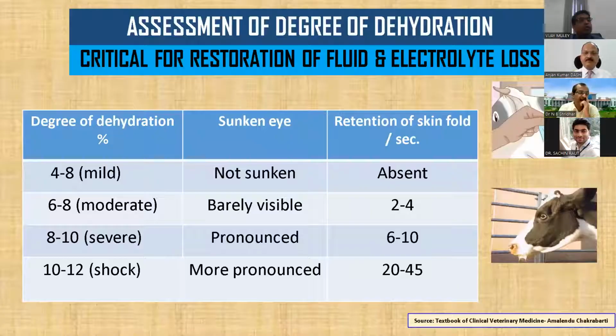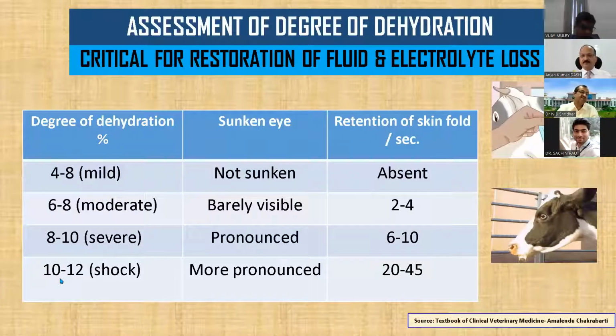Whereas if the degree of dehydration is 6 to 8%, it is called moderate, and it is barely visible to the naked eye. The animal's eyes are going to be sunken, and the skin fold takes 2 to 4 seconds to go to the normal position. Whereas at 8 to 10%, it is called severe dehydration, and the eyeball is sunken to a greater extent, and it takes 6 to 10 seconds to go to the normal position. And of course, this is a very severe type of dehydration.